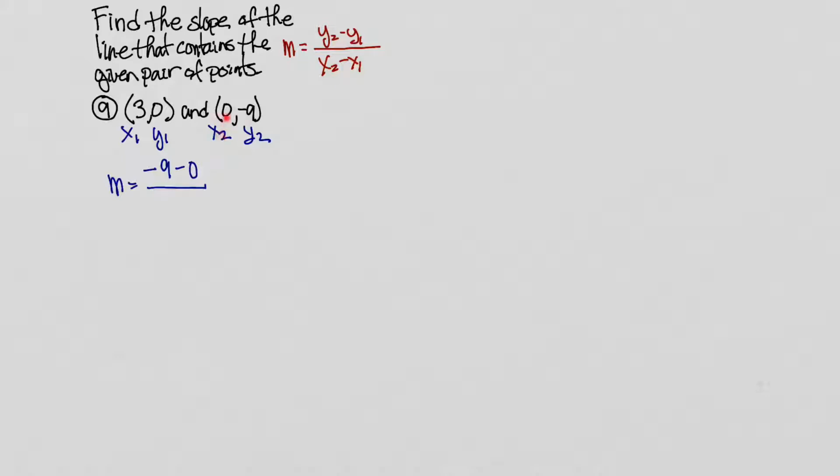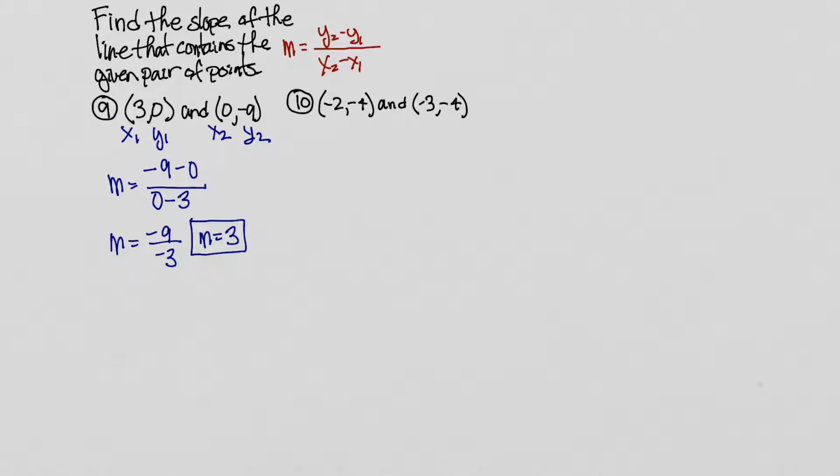Now, the second x is this one here, the first x is this one. So second x minus first x. That's going to be the second x is 0 minus the first x, which is 3. So m is equal to negative 9 over negative 3. So the slope here is just negative 9 divided by negative 3 is positive 3.